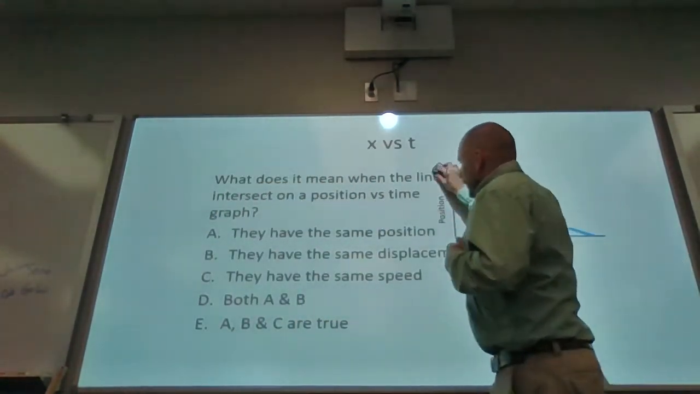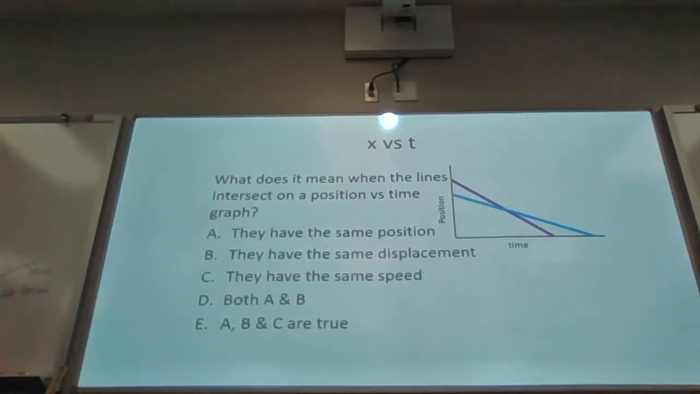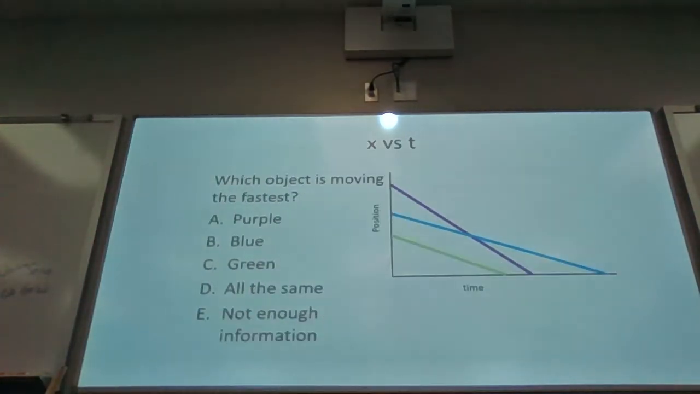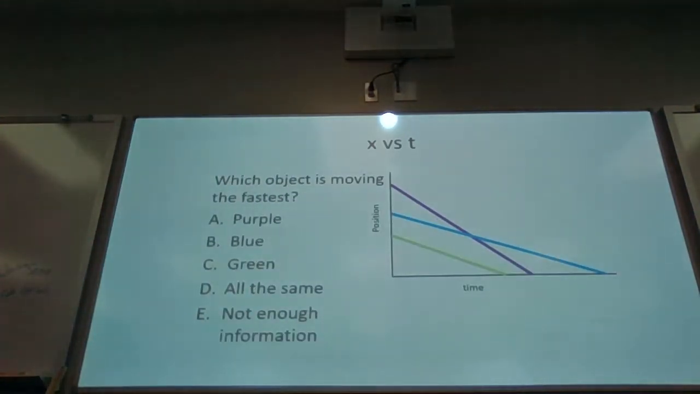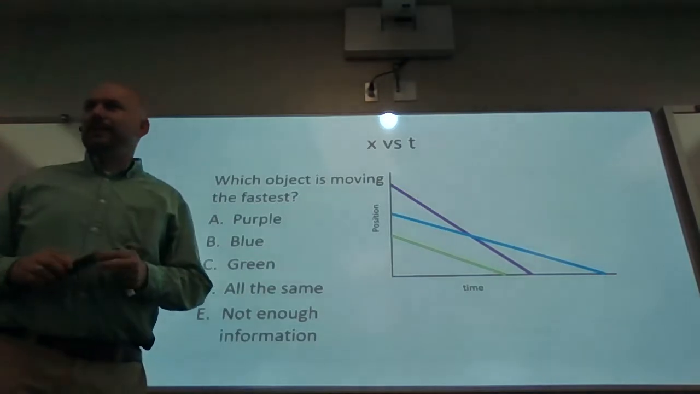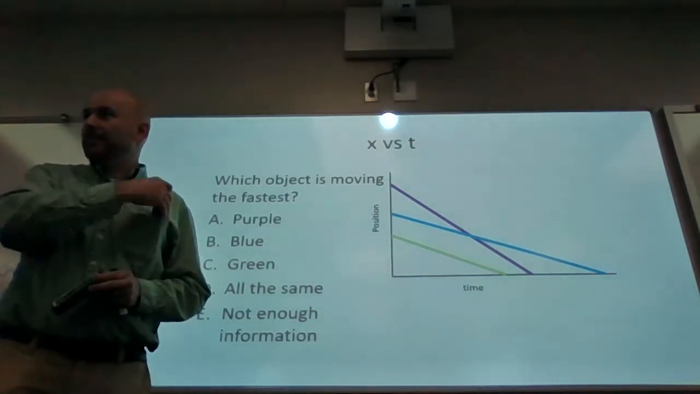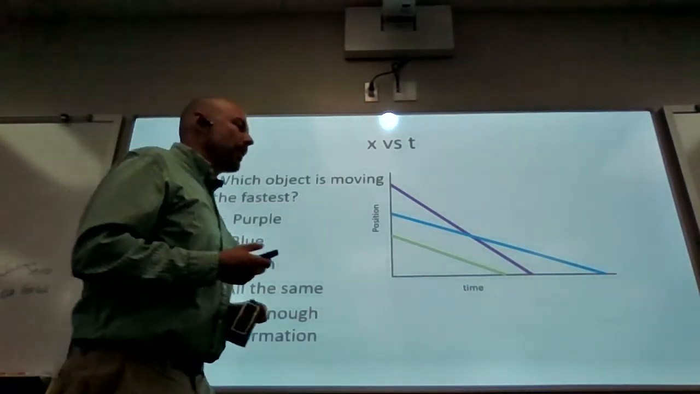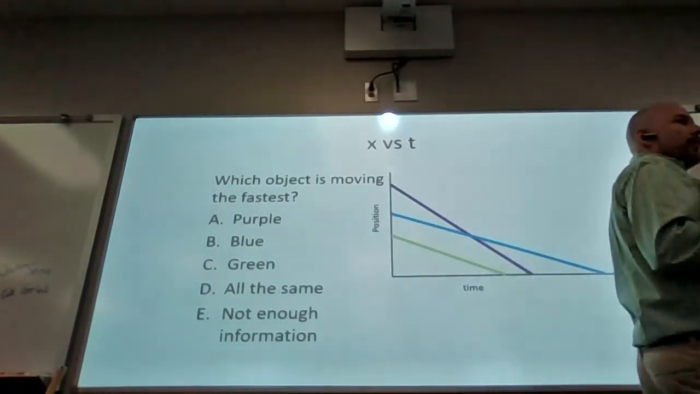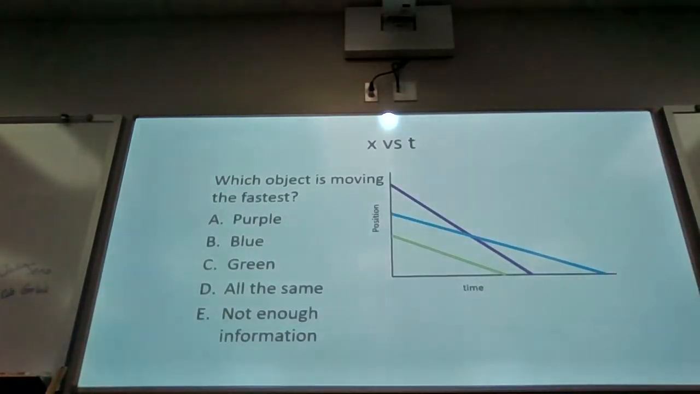Okay. Next question. Which object's moving the fastest? Pause. Correct answer is purple. Why? Because it has the steepest slope. Okay, slope communicates the velocity.